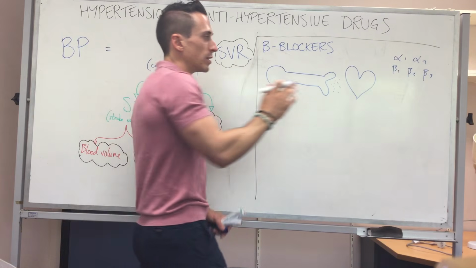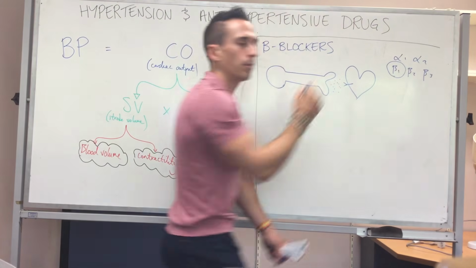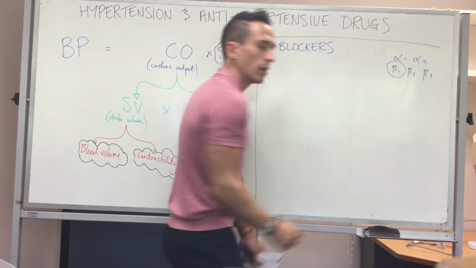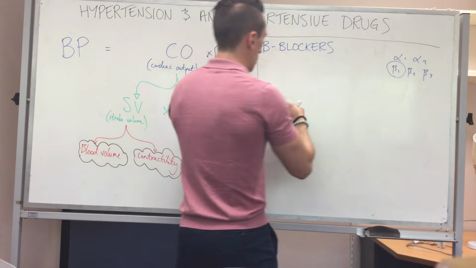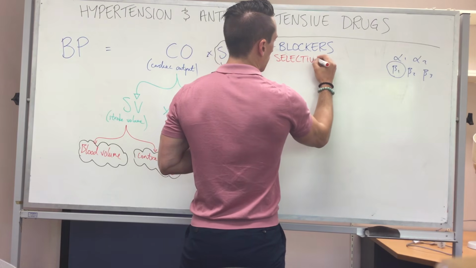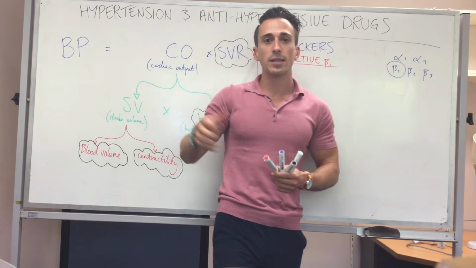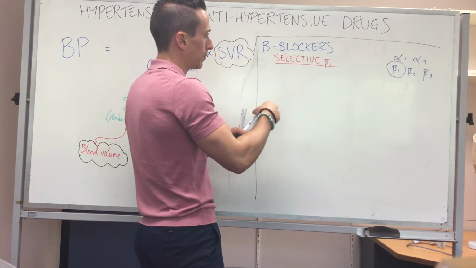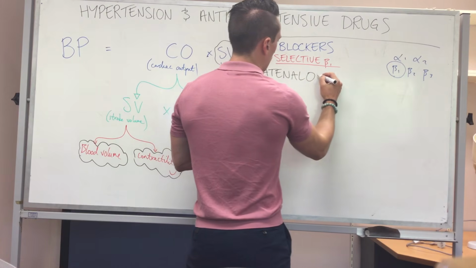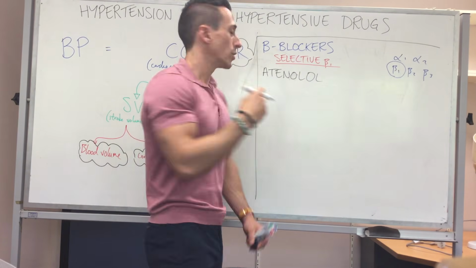What are the receptors specifically located on the heart? They are the beta 1 receptors, which means that for beta blockers, you can have what we call selective beta 1 beta blockers. So I'll just write selective. Selective beta 1. And examples of selective beta 1 are atenolol, and also metoprolol.